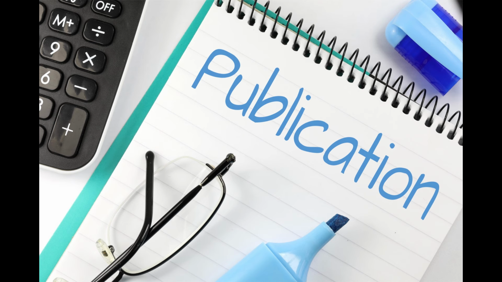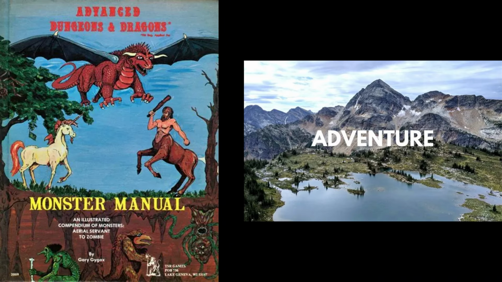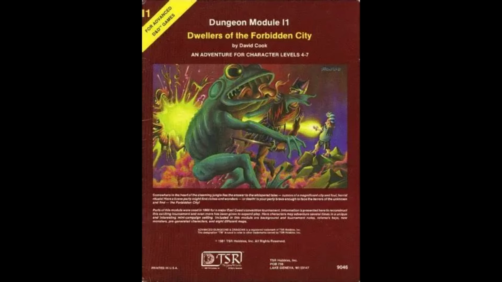The Abalith's publication history is interesting because it wasn't introduced in a monster manual, but an adventure module. This module being called Dwellers of the Forbidden City. This module was published in 1980 for AD&D 1E and included an adventure in a jungle where players were meant to find the Forbidden City and its secrets.